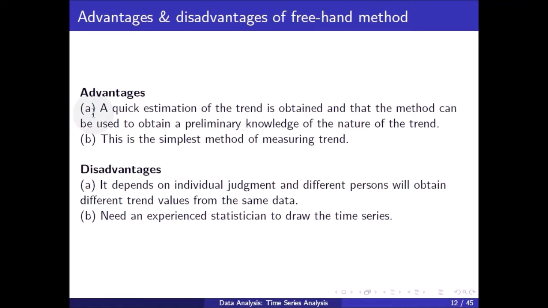Advantage: a quick estimation of the trend is obtained, and the method can be used to obtain a preliminary knowledge of the nature of the trend. This is the simplest method of measuring trend. Disadvantage: it depends on individual judgment, and different persons will obtain different trend values from the same data. It also needs an experienced statistician to draw the time series.